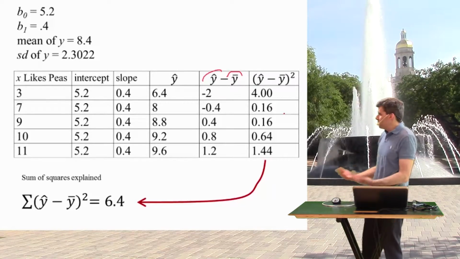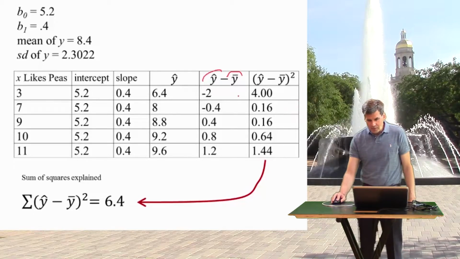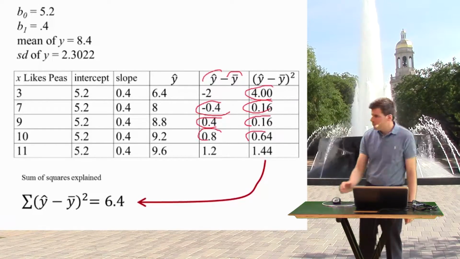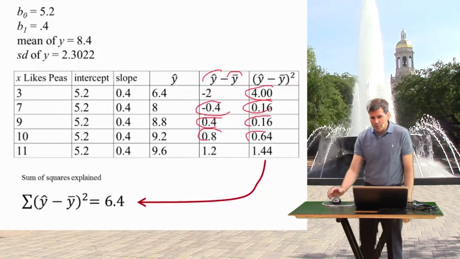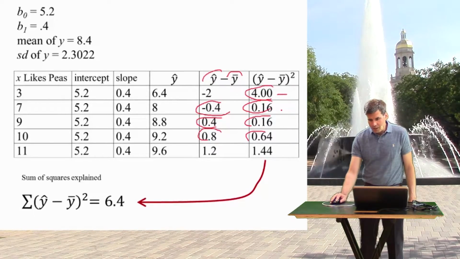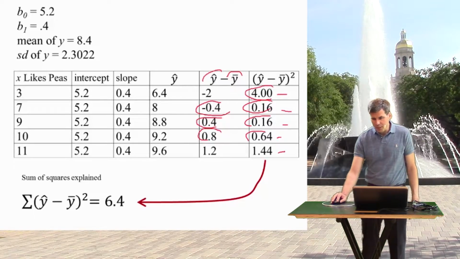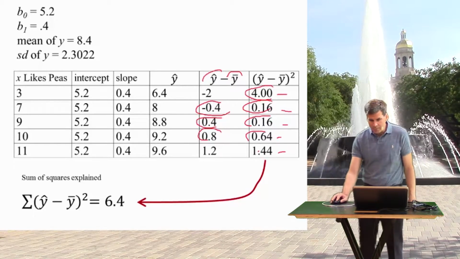And now I need to simply square those values. So I take that difference, 2 squared, I get 4. Negative 0.4 squared, I get 0.16. Again, 0.4 squared, I get 0.16. 0.8 squared, I get 0.64, and so forth. And then I'll simply sum those squares. 4 plus 0.16 plus 0.16 plus 0.64 plus 1.44, add it all up.